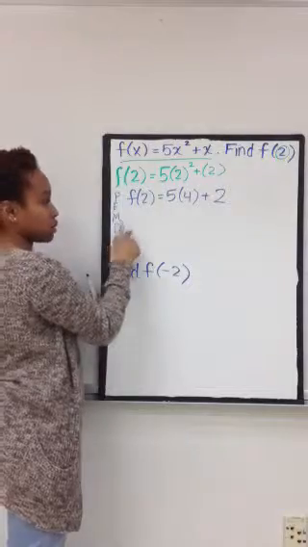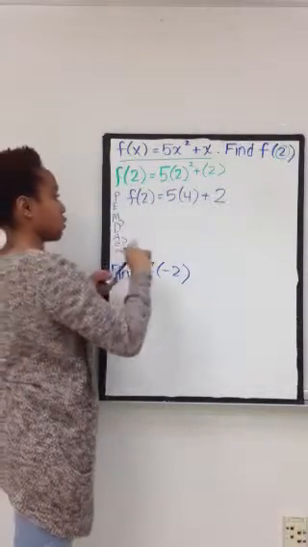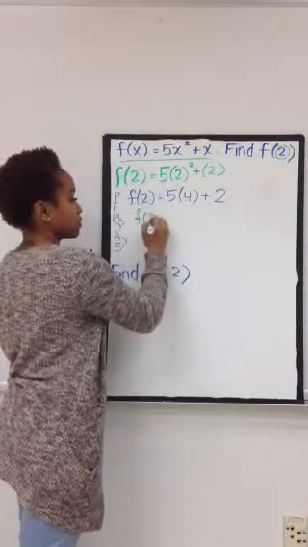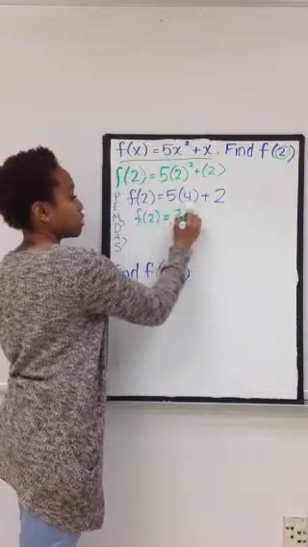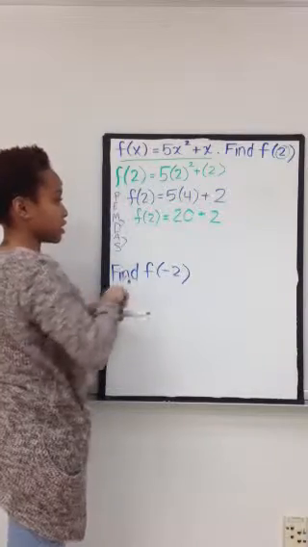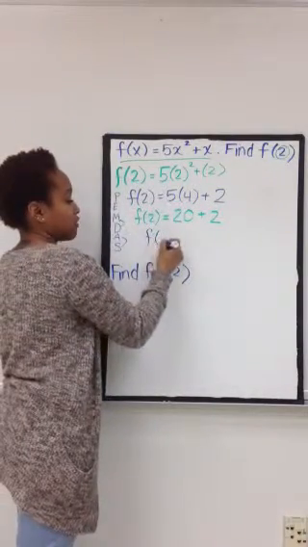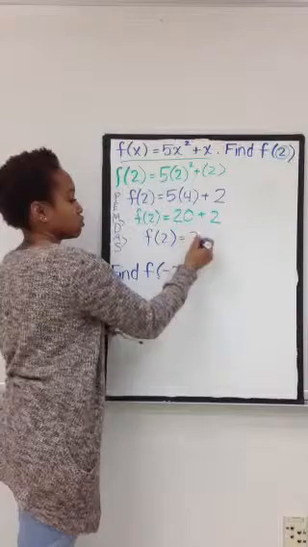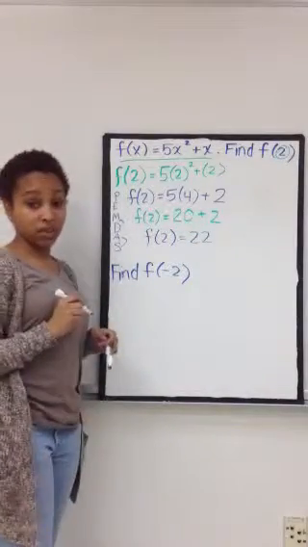Now we're going to get to our multiplication. So f of 2 is equal to 20, multiplying the 5 and the 4, plus 2. And the last step is very, very easy. You get that f of 2 is equal to 22. And that's your final answer.